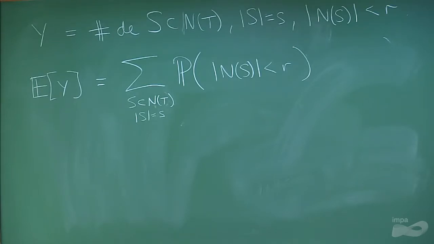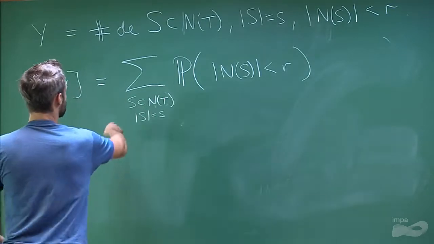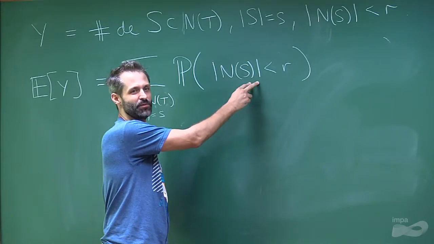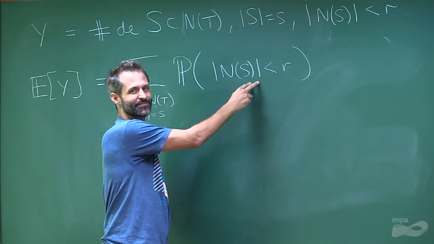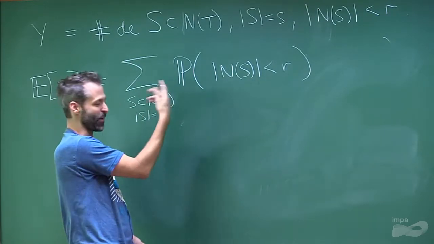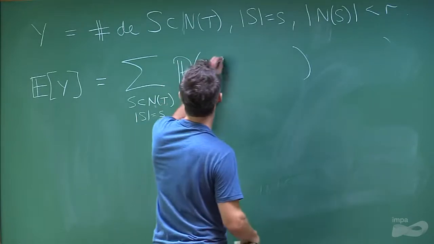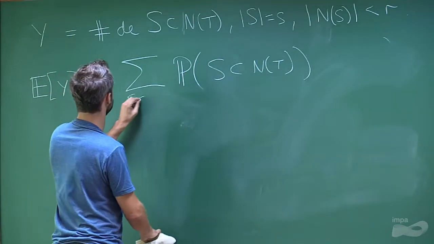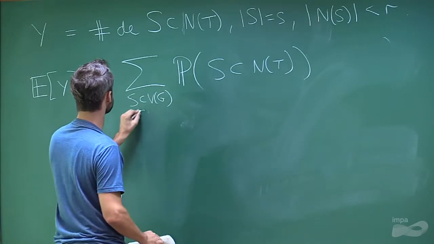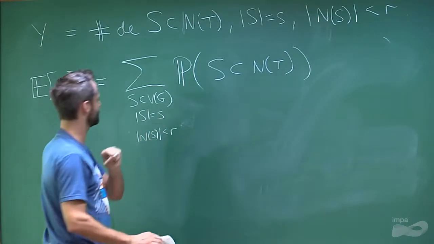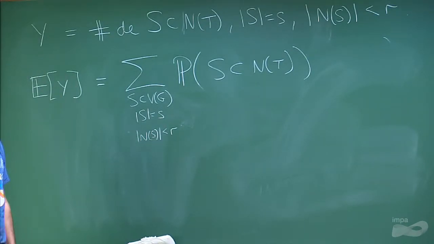T is random, right? So it's a bit silly to sum over subsets of a random set. And how about this thing? Is this random? No, it's got nothing to do with T, right? This is deterministic and this is random. So we should swap them. So in fact, this should go here. And this is a sum over all things of size s such that the neighborhood of S is less than r.